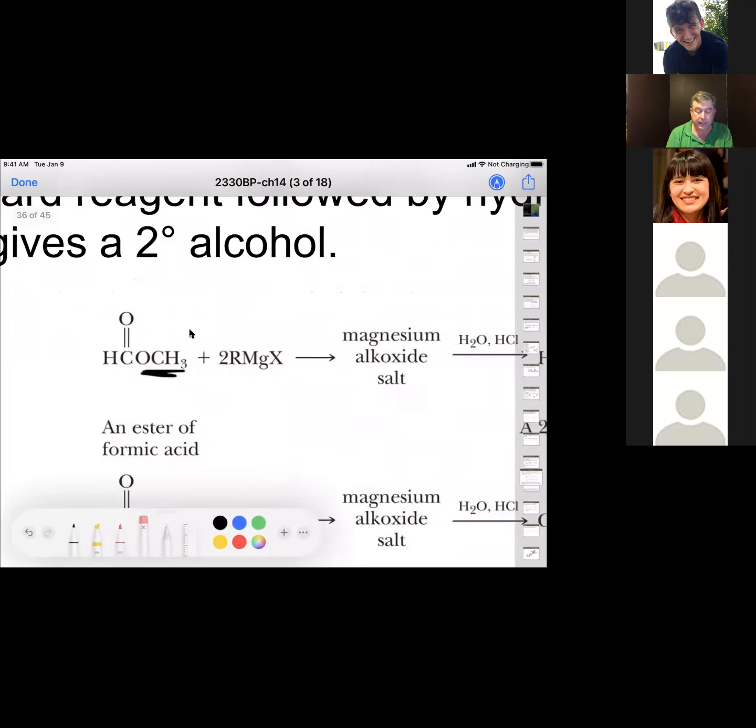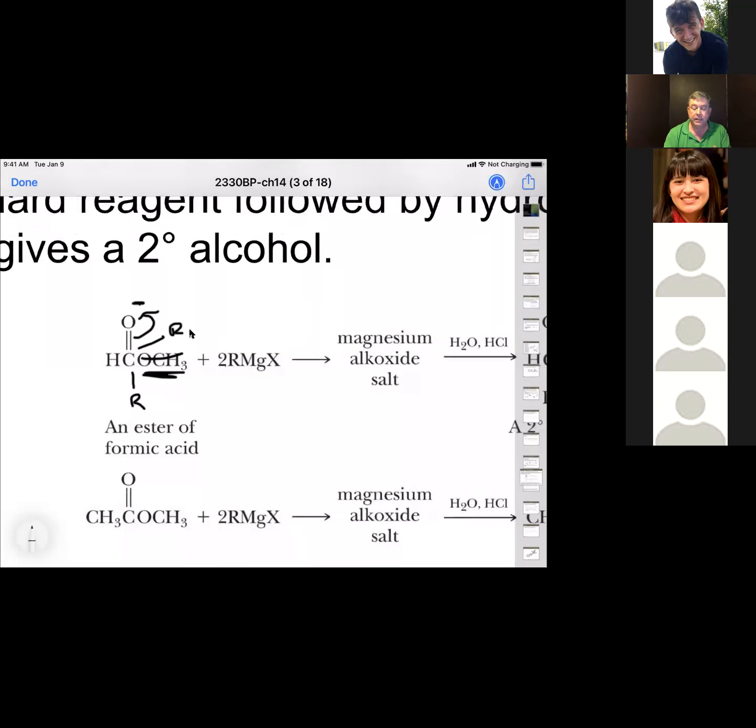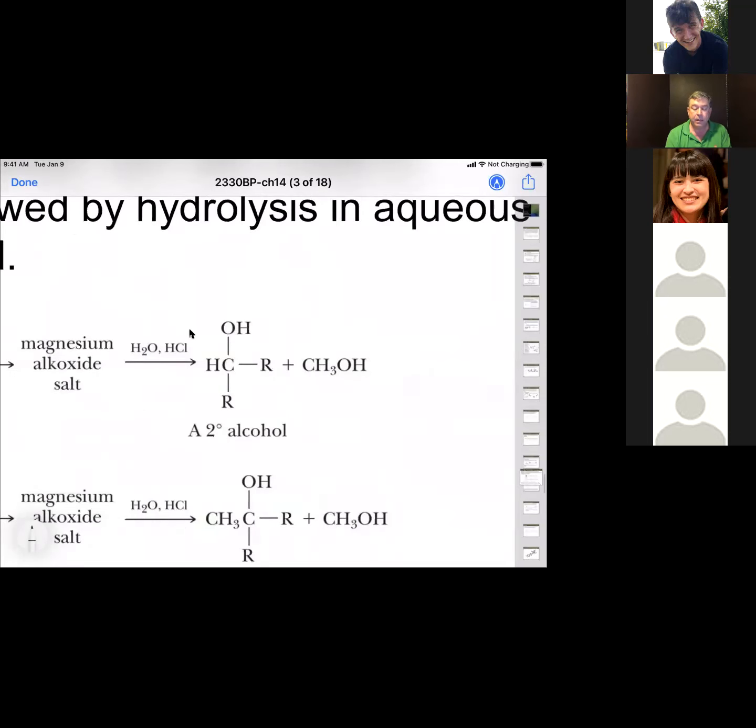So the first thing that's going to happen is we're going to displace this and put an R group on there and get to an aldehyde, but it's not going to stop there. We're going to take our second one and put another R group on here. And what that's going to do is put a charge up here to give us our salt. And then when we add acid to it, we're going to end up with a secondary alcohol, okay?